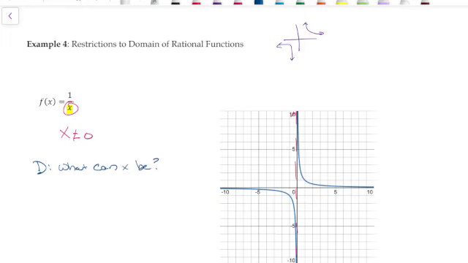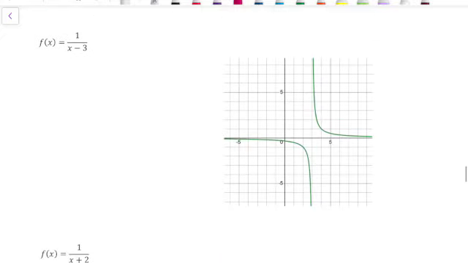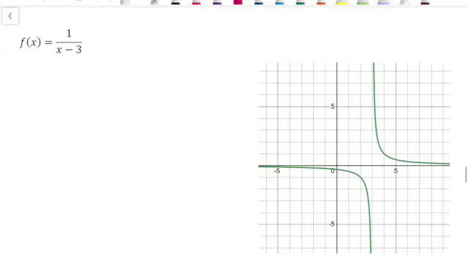All right, so it can be everything but 0. So how do we say that? We say negative infinity up to 0, union with 0 to infinity, making sure, again, that both of these are round, because that means we're not including 0. Okay, so all numbers except for 0 is what that says to us. All right, let's try another one. Pause the video and give this one a try.